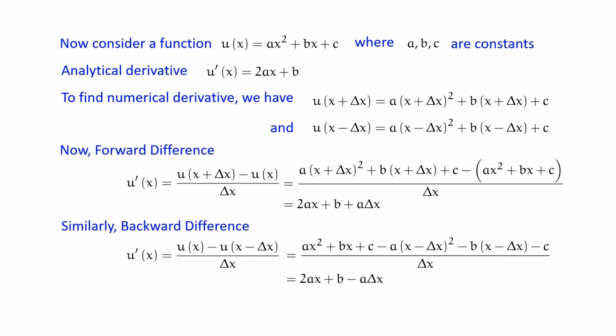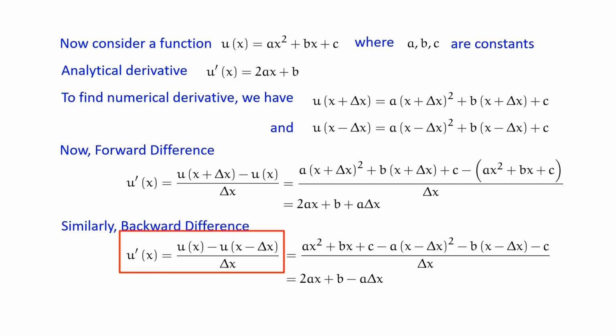Now you see, in forward difference we have u(x plus delta x) minus u(x) divided by delta x, and we have a(x plus delta x) square plus b(x plus delta x) plus c minus ax square plus bx plus c, divided by delta x, which is twice ax plus b plus a delta x. So you can see that we do have a truncation error of the order of delta x. Exactly a delta x is the truncation error. This is a first order accurate scheme. This is what we are expecting.